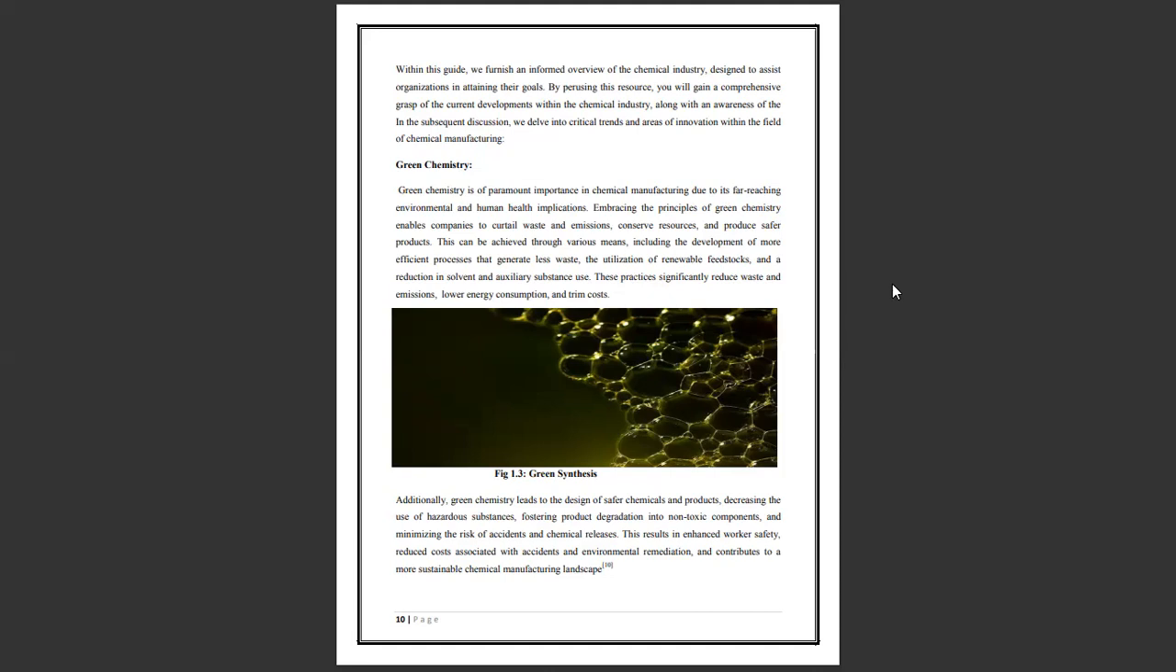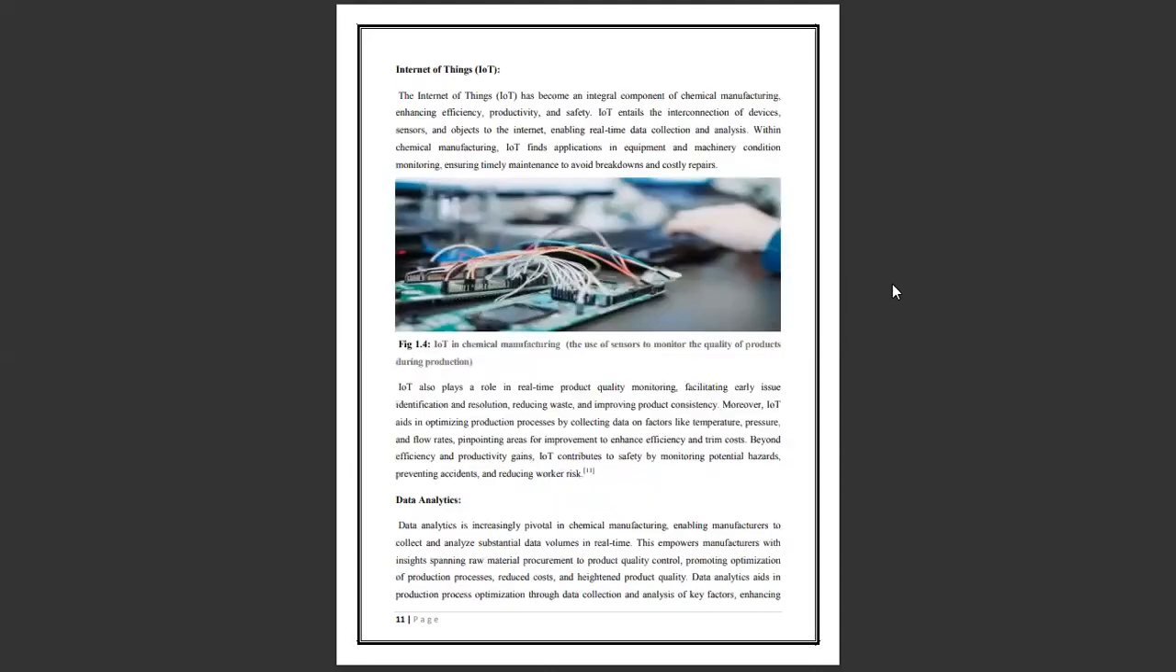This results in enhanced work safety, reduced cost associated with accidents and environmental remediation, and contributes to a more sustainable chemical manufacturing landscape. Now look at the Internet of Things, which is IoT. The IoT has become an integral component of chemical manufacturing, enhancing efficiency, productivity, and safety. It also enables the interconnection of devices, sensors, and objects to the internet, enabling real-time data collection and analysis within chemical manufacturing.